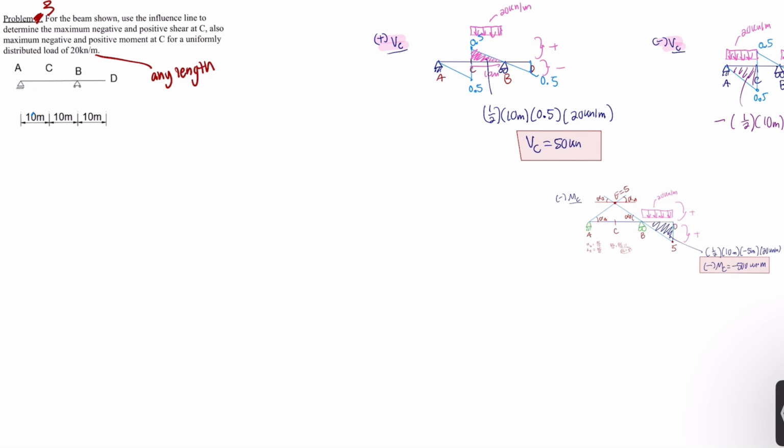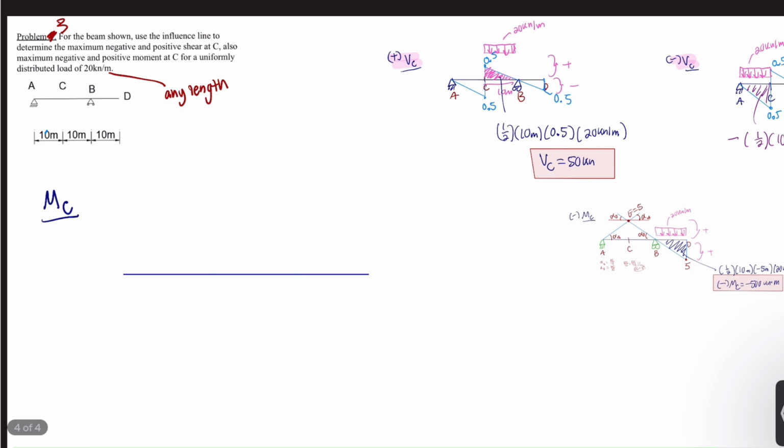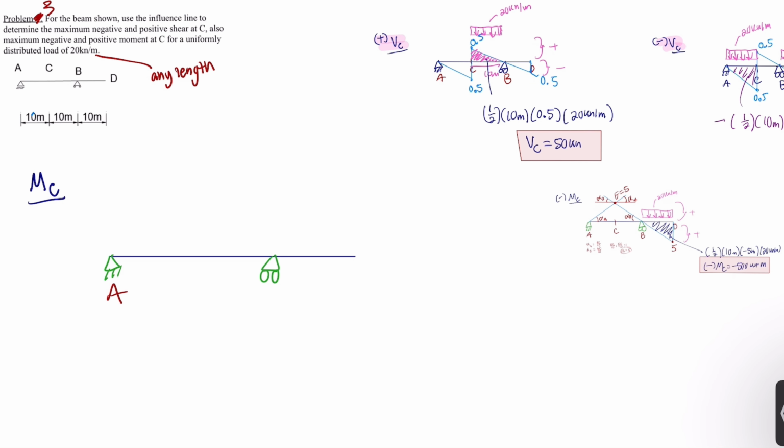So now we can calculate the maximum positive moment at C, which will be the same thing. We have to draw the influence line for the moment at C, which is the same as the one we just did. So I can just go ahead and quickly draw this. A, B, C, and D. And the same influence lines that we just did. And we saw that this was 5, and this was also 5.